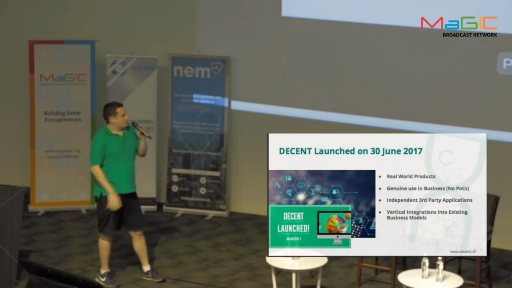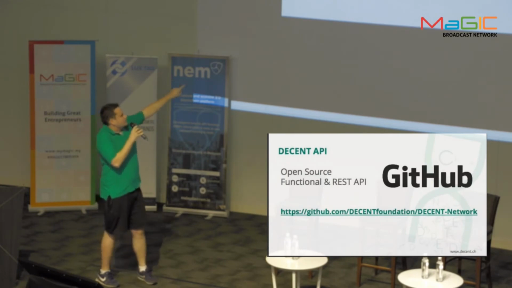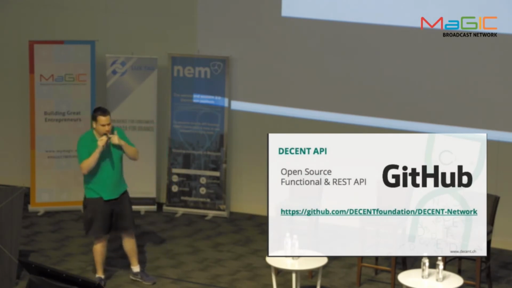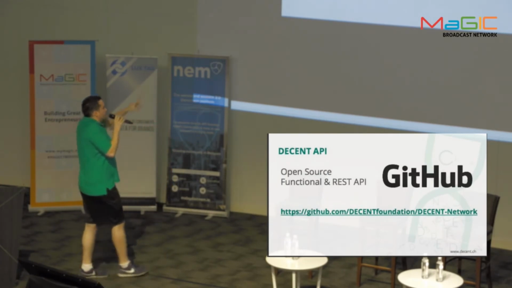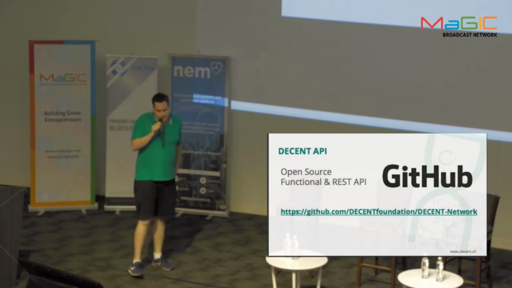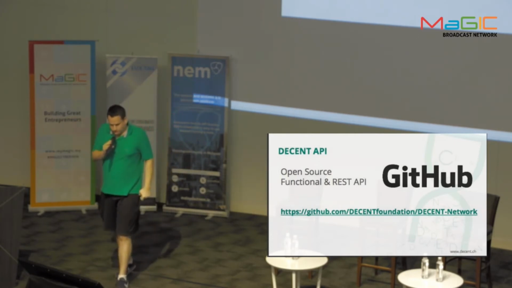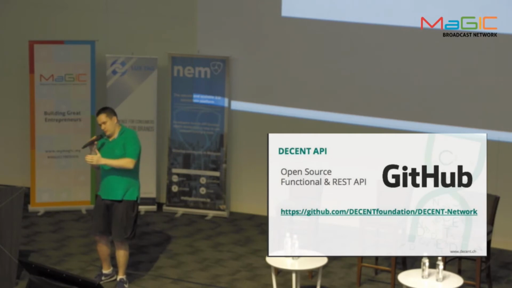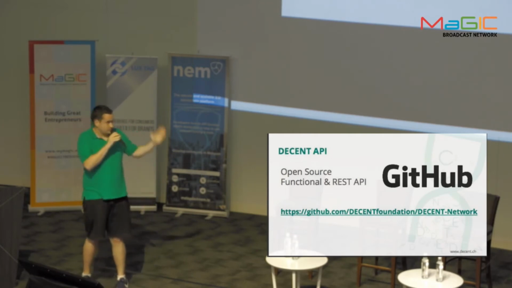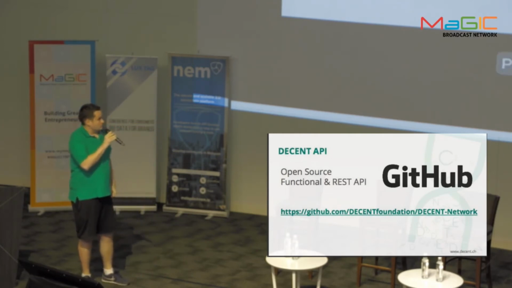So next slide, please. And here is the link where you can see all our source code and APIs and everything. So at the moment we offer functional and REST APIs, so even web-based or node-based at the level of the operating system. Next slide, please.